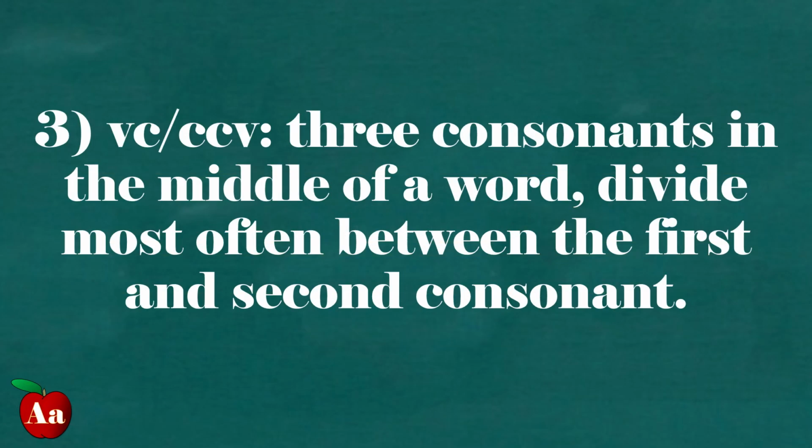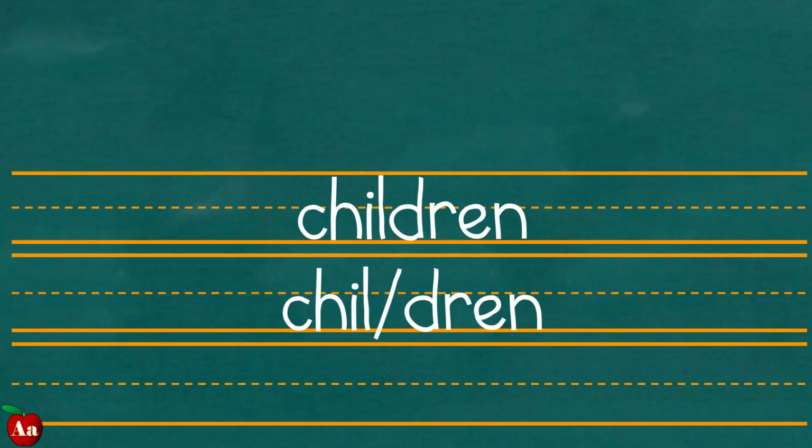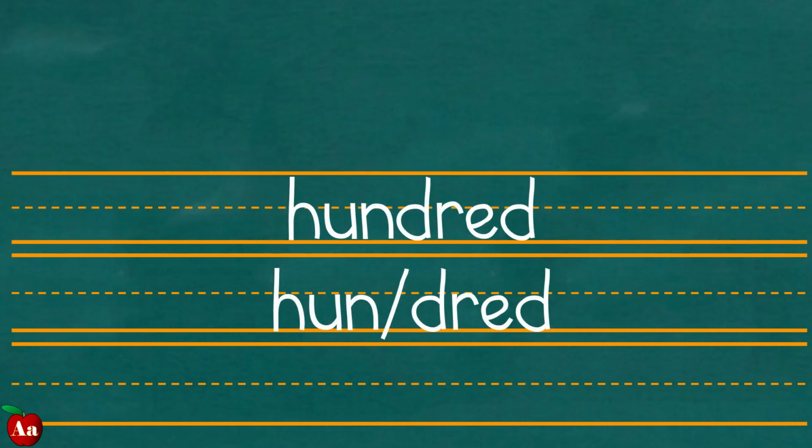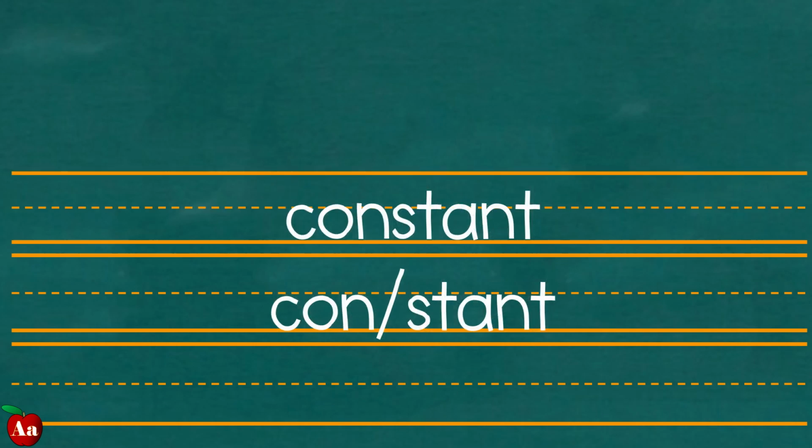Number 3, when there are 3 consonants in the middle of a word, divide most often between the first and the second consonant. Children, divide between the L and the D. Frustrate, divide between the S and the T. Hundred, divide between the N and the D. Constant, divide between the N and the S.